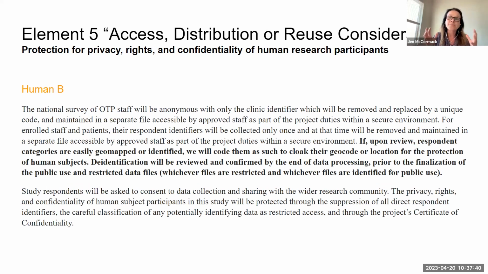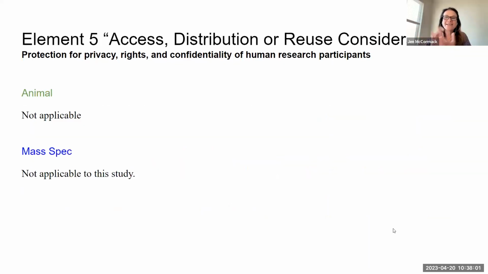So this PI beautifully talked about how they were going to code, to cloak geocode and locations for the protection, what the different de-identification considerations would be, and basically what is the process that is going to be to protect the human subjects whose data is going to be publicly shareable. Next slide. And again, here we are with our animal and our mass spec. Didn't even need to worry about it so much.